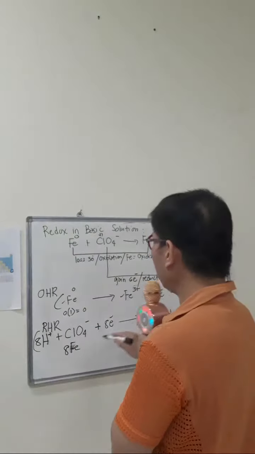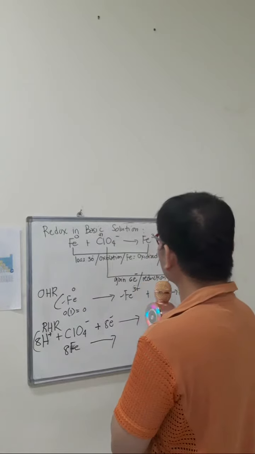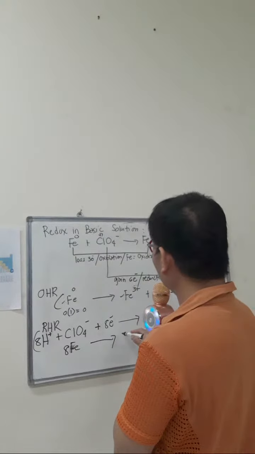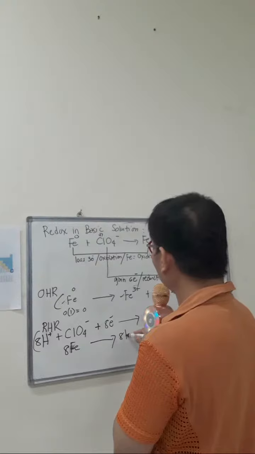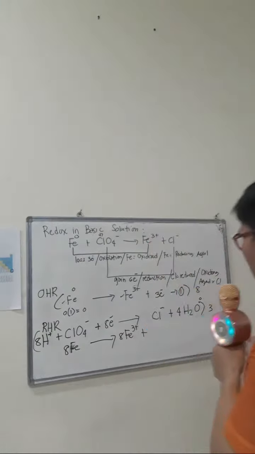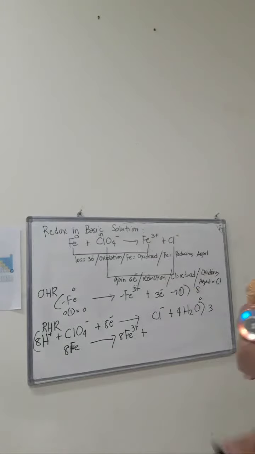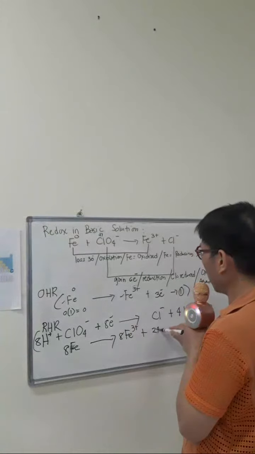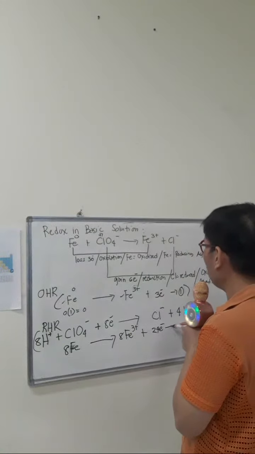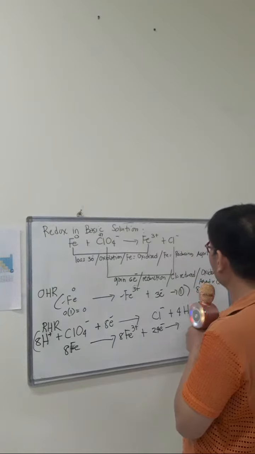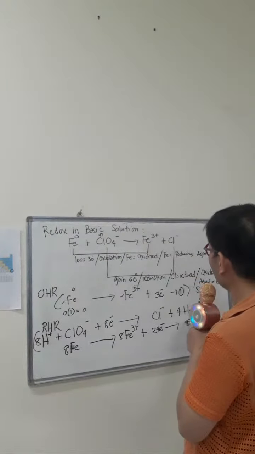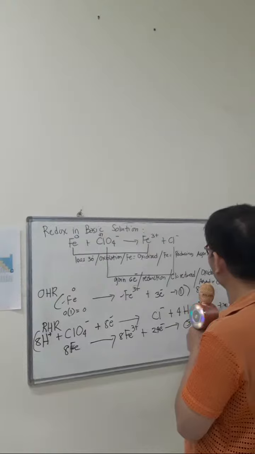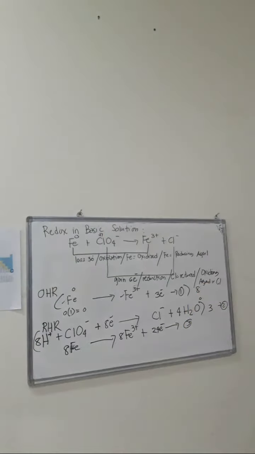And then equal to 8 times 1 mole of ferric, 8 moles of ferric, 3 positive. Like that. 3 electrons times 8 is equal to 24 electrons. Okay, it's going to be like that. So this now will become your equation 3. Equation 3. Now, let's go to the half reduction reaction.